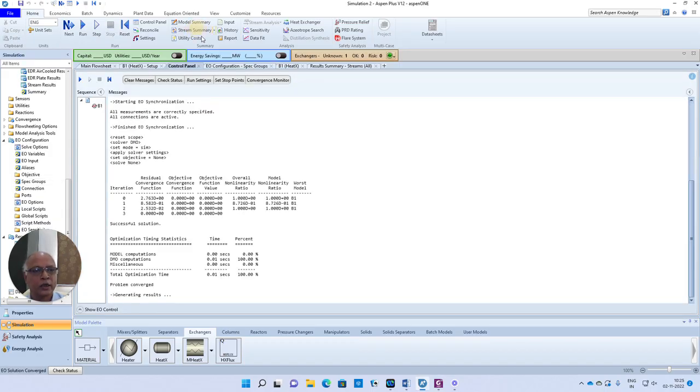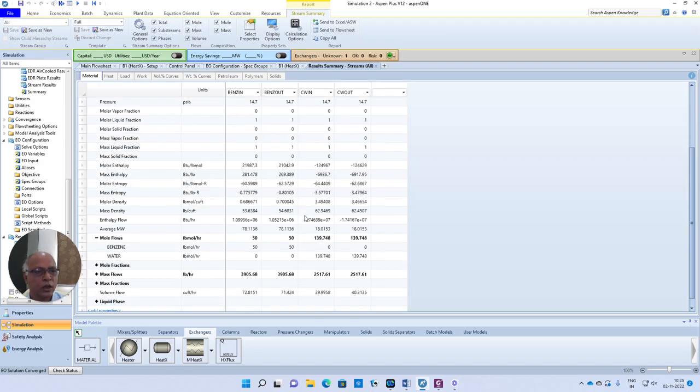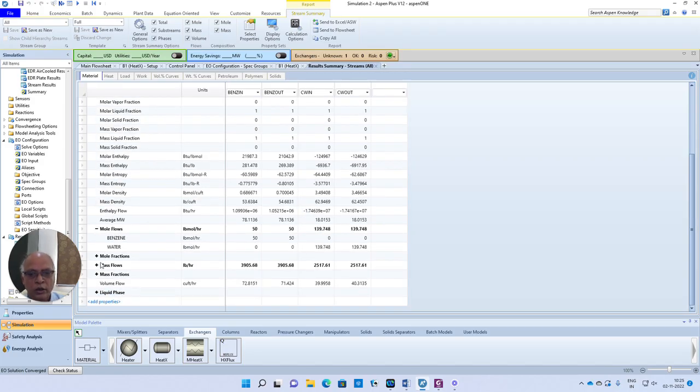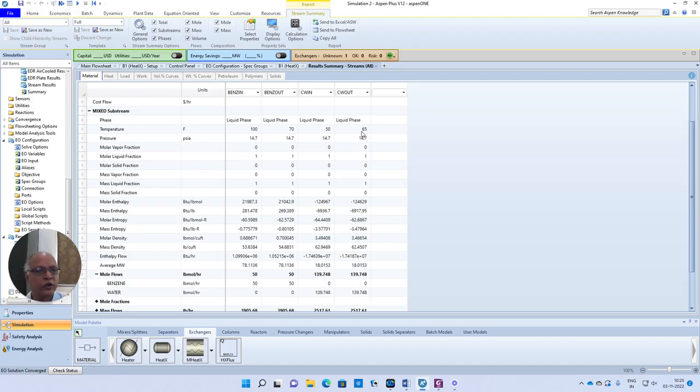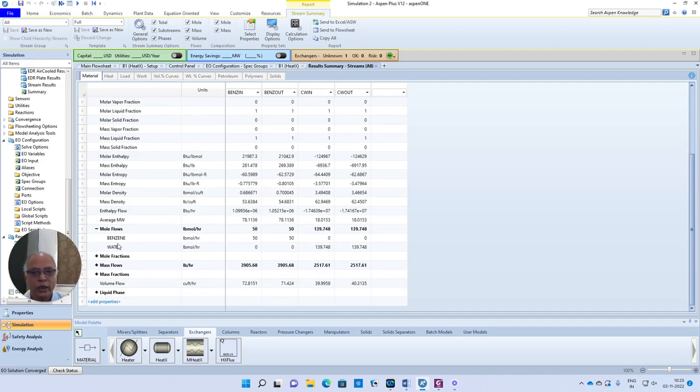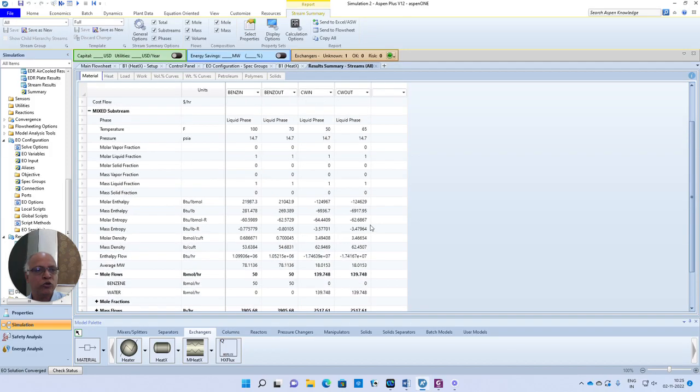Now you can see the results. See the mole flow of water in order to get to this required temperature of 65 is to be 139.748. So only when you use the cooling water at this rate, we will be able to limit the temperature increase from 50 to 65 in order to cool benzene entering at the rate of 50 lb moles per hour from 100 to 70. So with this, I would like to close the session.